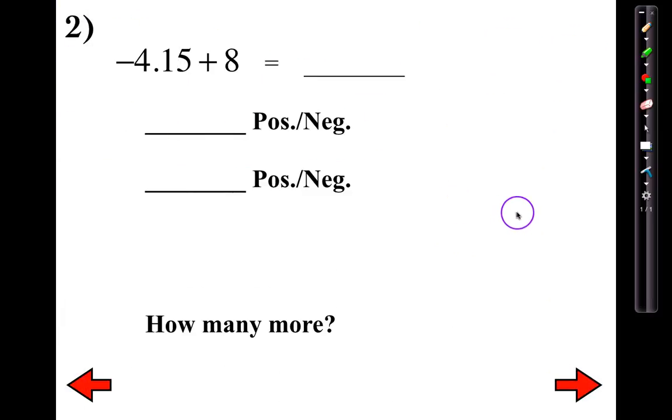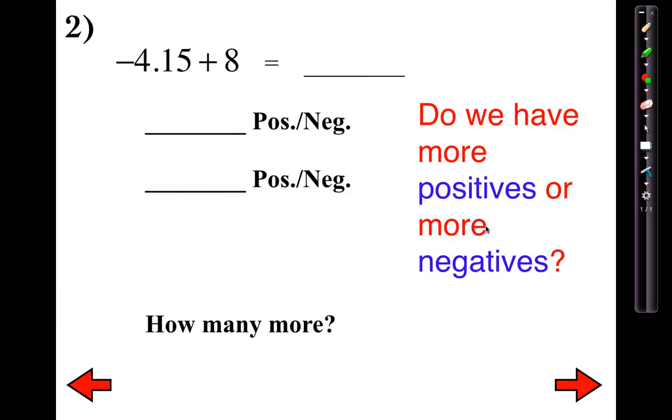For number 2, we have negative 4 15/100 plus 8. Again, the very first question is, do we have more positives or do we have more negatives? Well, looking here, I know that there are more positives. So I'm going to go ahead and write that there are 8 positives. Right now, I know my answer is going to be positive. Okay, whatever there's more of, that's what you're going to end up for an answer, sign-wise.